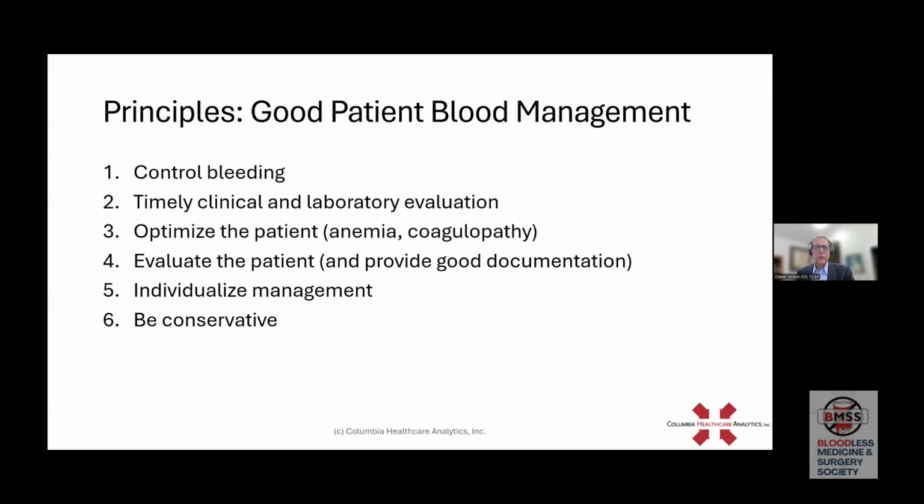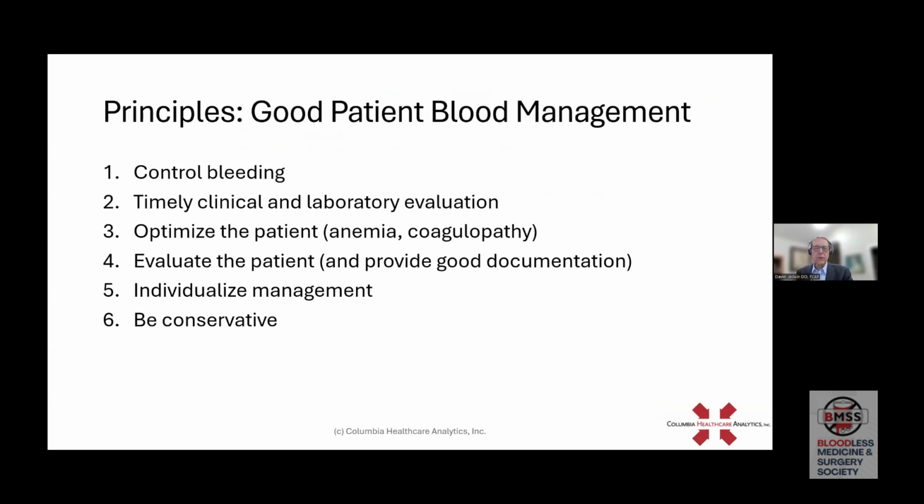So what are some of the basic principles of good patient blood management? Well, the first is to control or stop the bleeding, with timely clinical and laboratory evaluation. You can't believe how many times people don't get an anemia workup until after they've received half a dozen units of blood. Optimize the patient, looking at anemia and coagulopathy, evaluate the patient and provide good documentation.